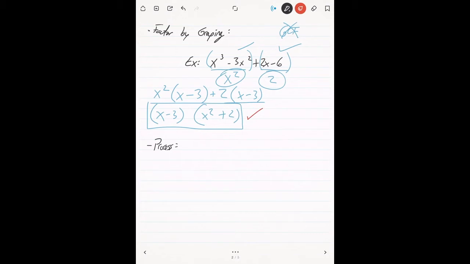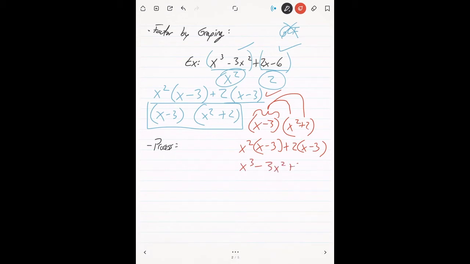Let's check to make sure that it actually works, okay? If I have x minus 3 times x squared plus 2, I can take this entire expression and distribute it through. This is what we learned when we went over multiplying polynomials. So we have x squared times x minus 3 plus 2 times x minus 3. What do you know? That's exactly what we had before. And then, as we keep going, we get an x cubed minus 3x squared and a 2x minus 6. We get back to our original polynomial.